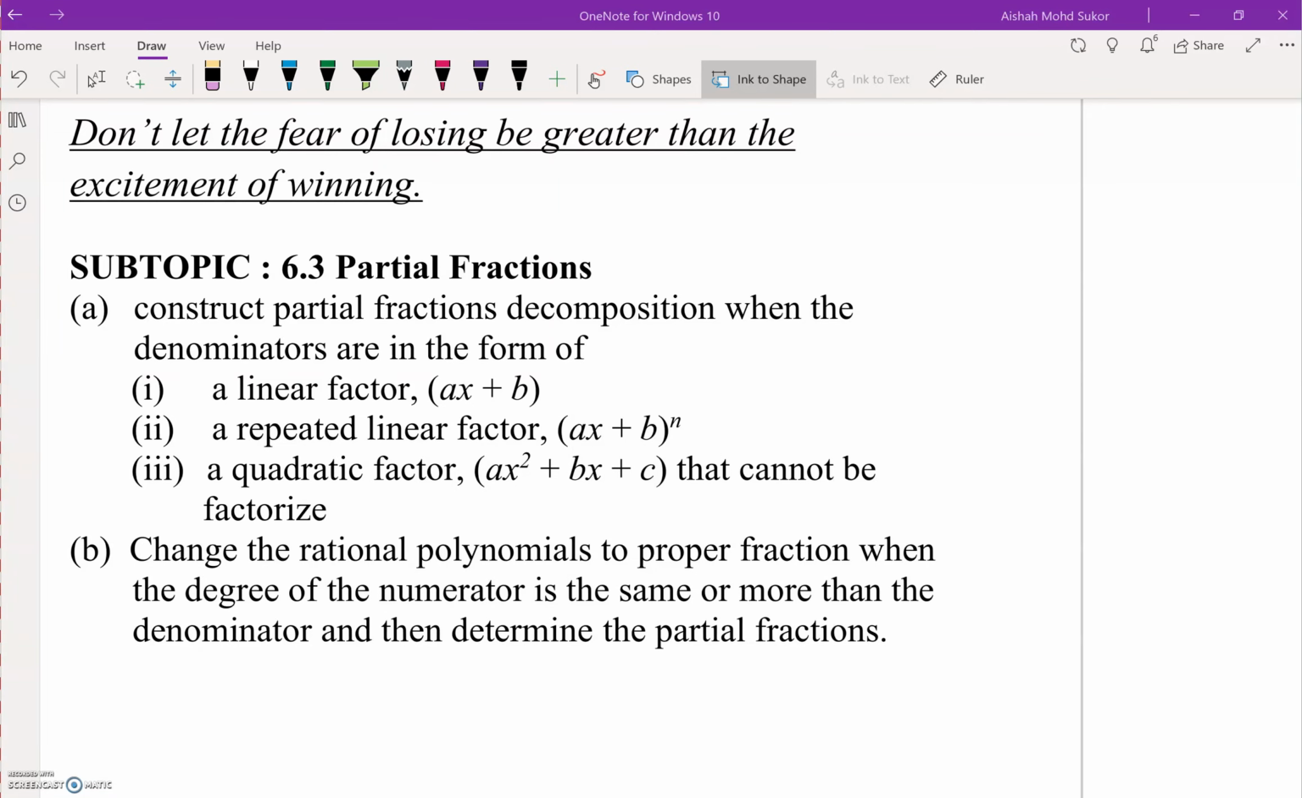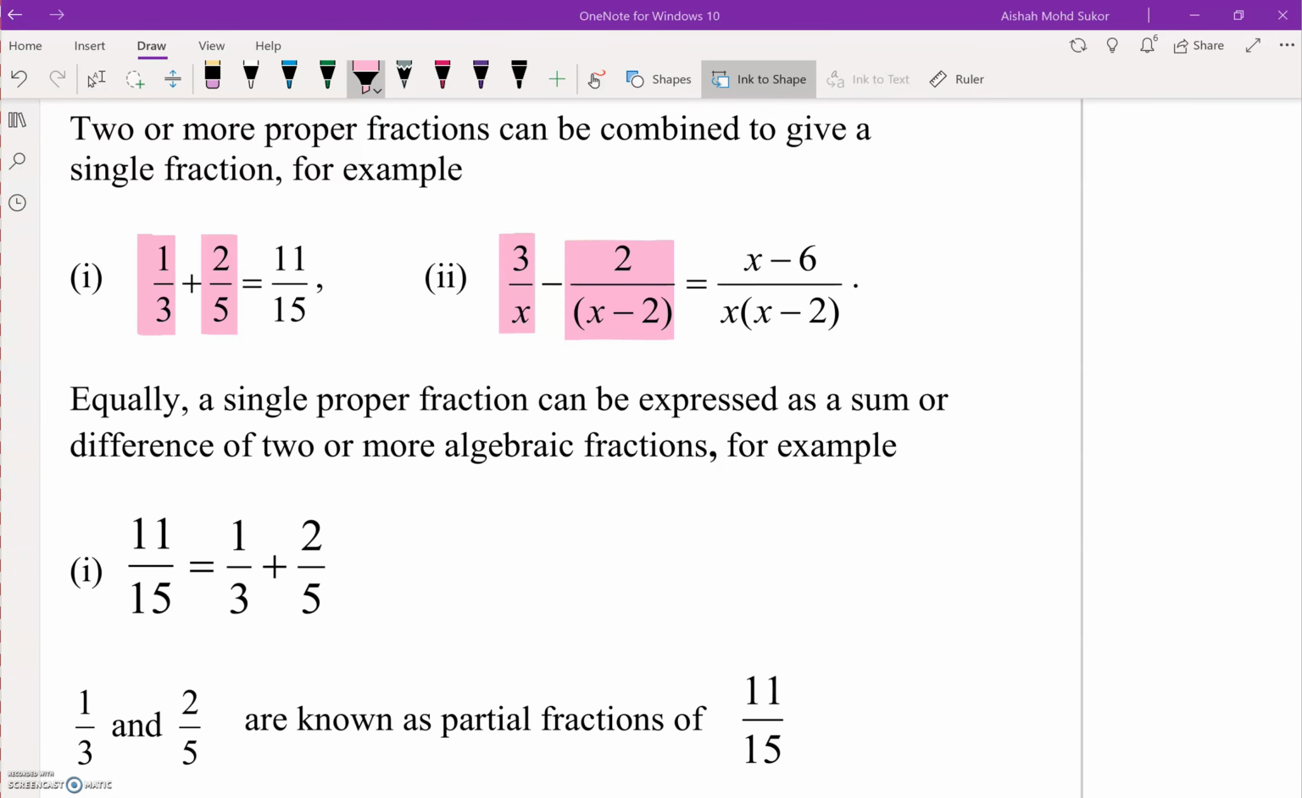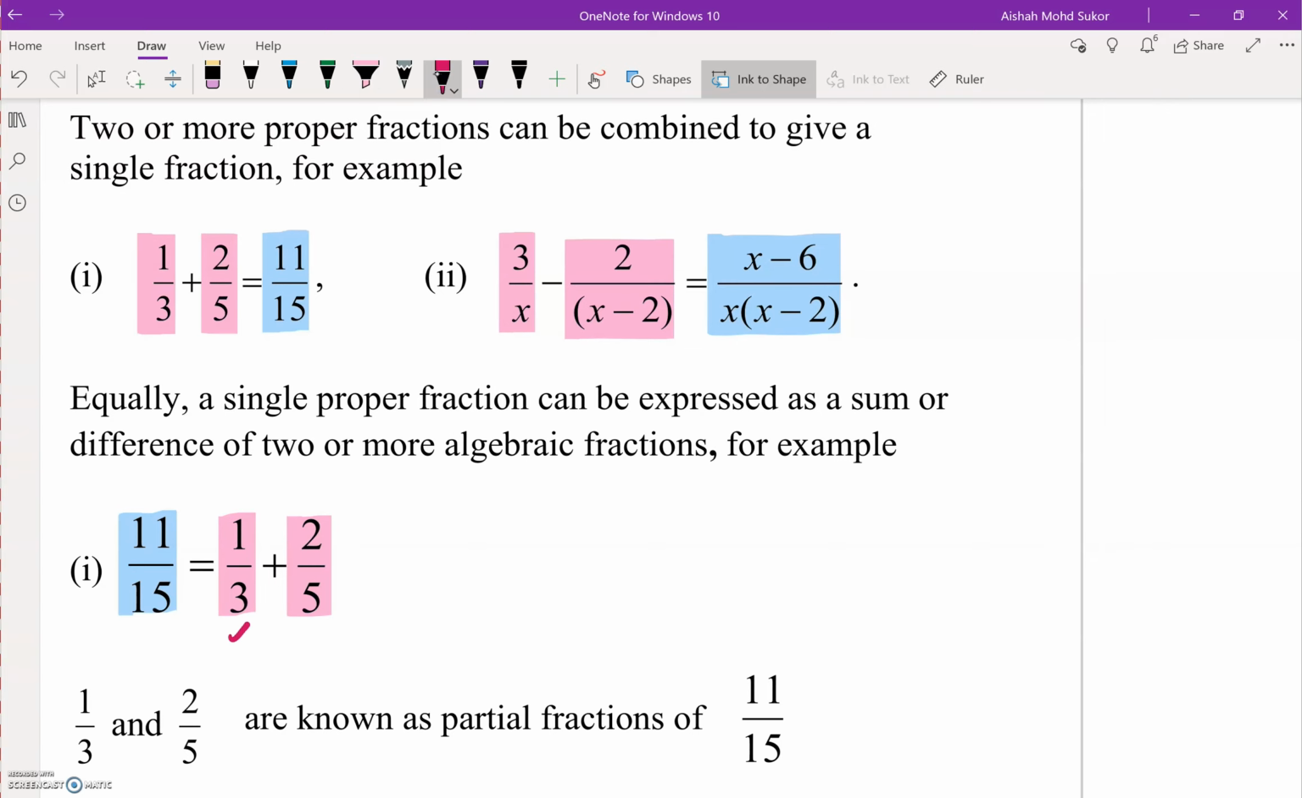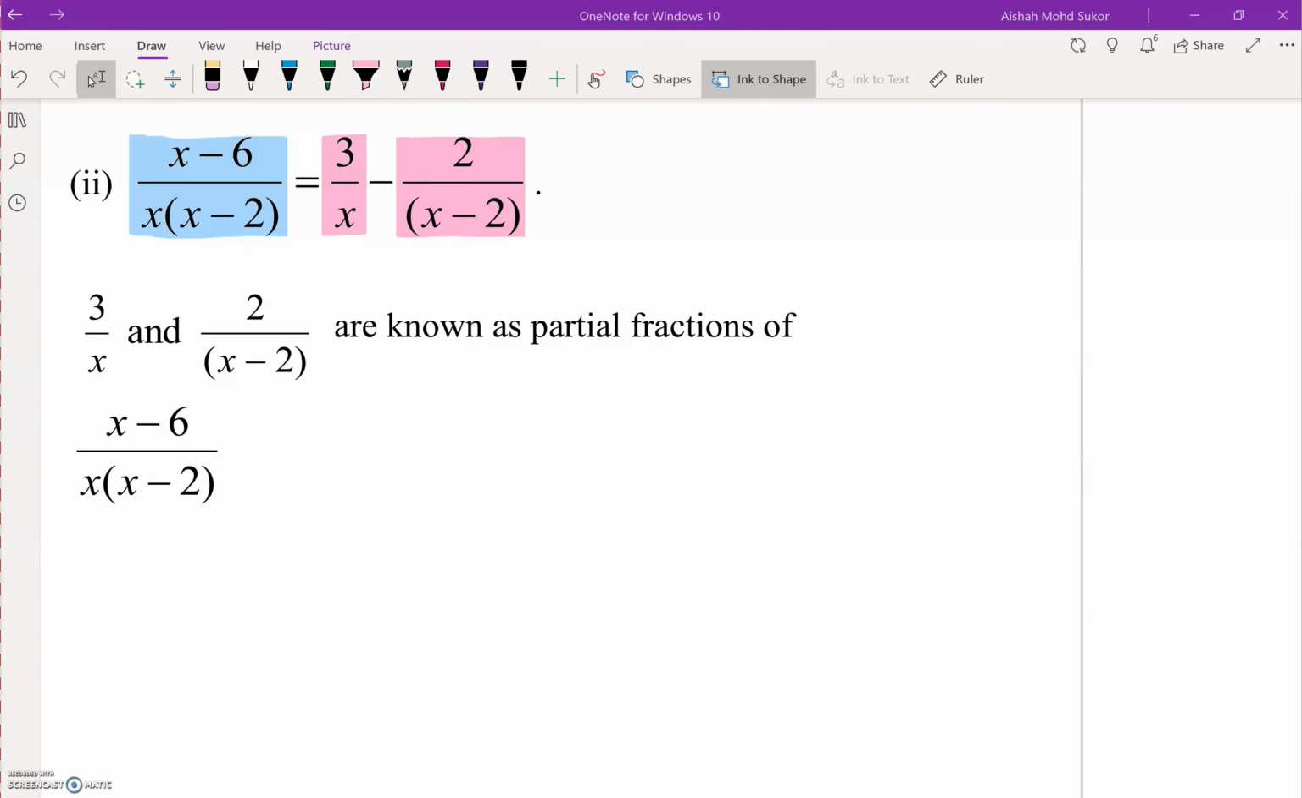Subtopic 6.3: Partial fractions. Two or more proper fractions can be combined to give a single fraction. Equally, a single proper fraction can be expressed as a sum or difference of two or more algebraic fractions. 1/3 and 2/5 are known as partial fractions of 11/15. The same goes for this example: 3/x and 2/(x - 2) are known as partial fractions.